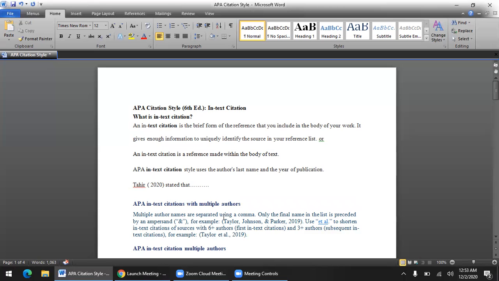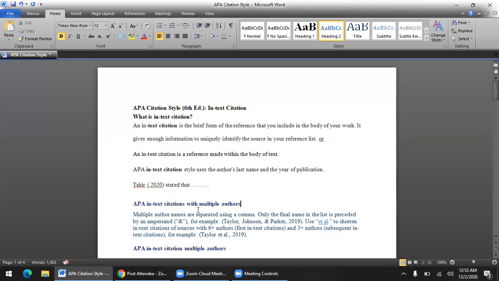Then we come to APA in-text citation with multiple authors. For example, work by no author, one work by one author, by two authors, by three authors, four authors, five authors, and more than six authors. How will you cite them in the in-text citation? What method should we use for no author, one author, two, three, four, five, six, and more than six authors? Let's learn about that. It is very important for your research work.